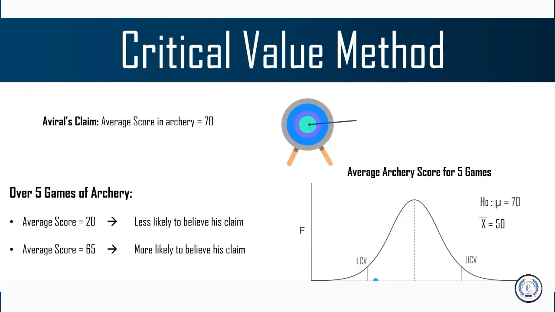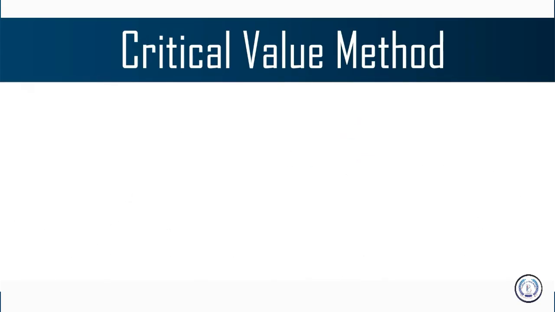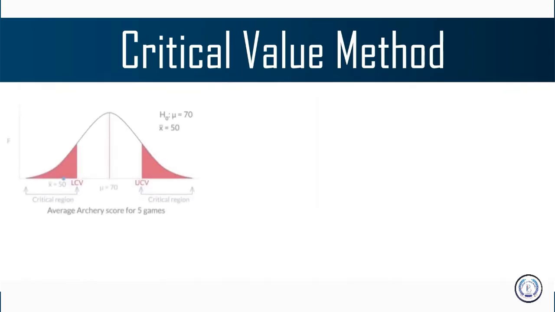Or if he gets a value around 80 or 90, which is more than 70, then we would also not accept the claim as is. We can say that he might be underestimating himself. So look at this first graph. Whatever the score comes out to be, if it falls under the lower critical value, say you believe that below 60 he's just bragging, then if he got 50, which comes under the lower critical value, we say that Aviral was just bragging.